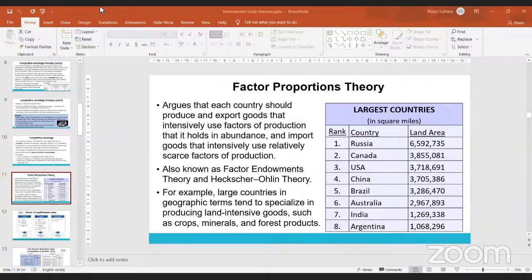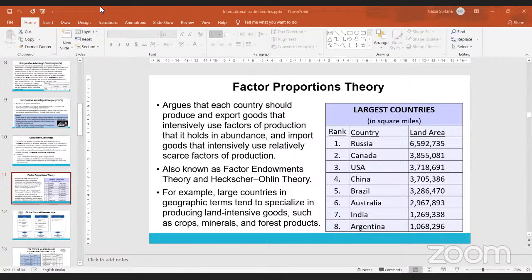Right. So you have this one, which is called the factor proportion theory, where I was telling you that factor proportion basically talks about letting the countries of the world produce those commodities where the countries have that factor of production with them. Because if the production of a commodity depends on a scarce factor, then they cannot say that they specialize in that, because that factor of production is not available to them.